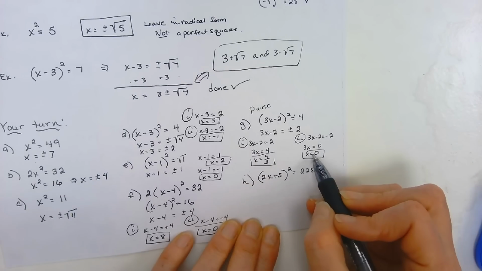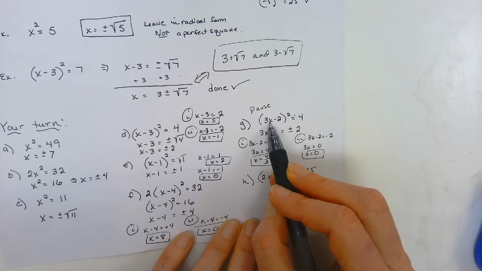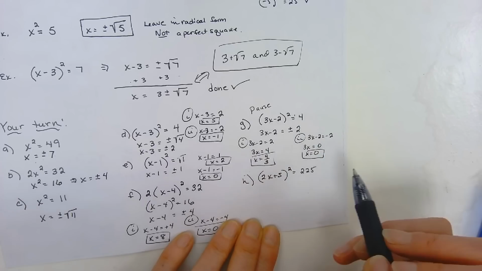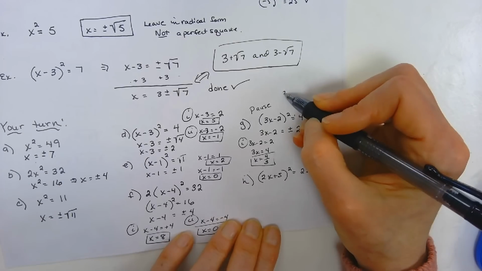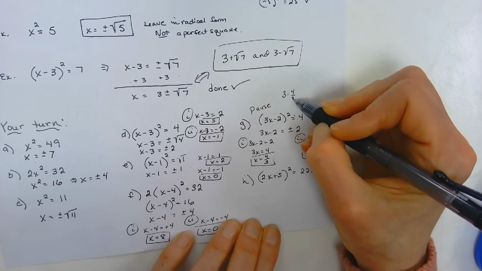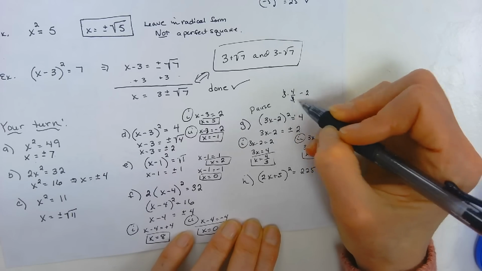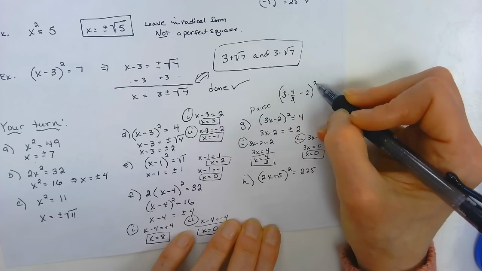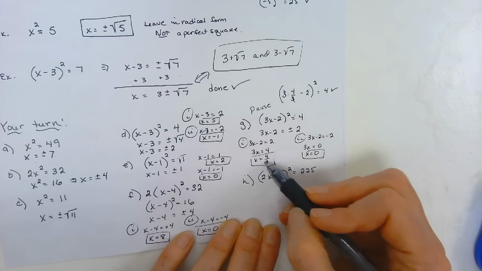If I put 0 in, I'm just going to check. If I put 0 in for x, I get 3 times 0, which is 0. So minus 2 squared is 4. If I put 4/3 in for x, I get 3 times 4/3 minus 2. That cancels with that, so I get 4 minus 2, and that whole thing is squared. And that is equal to 4. So both of those solutions work.